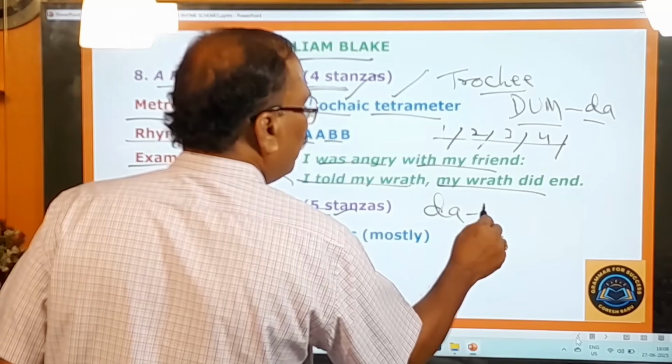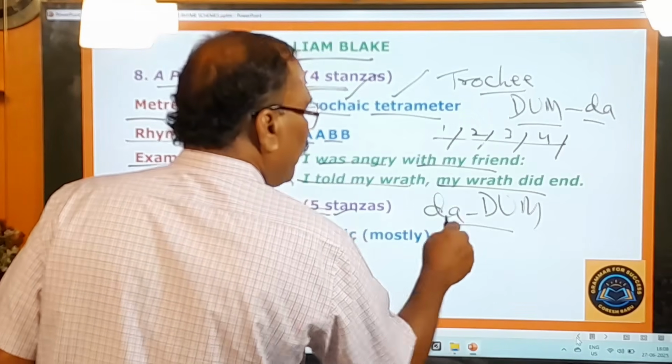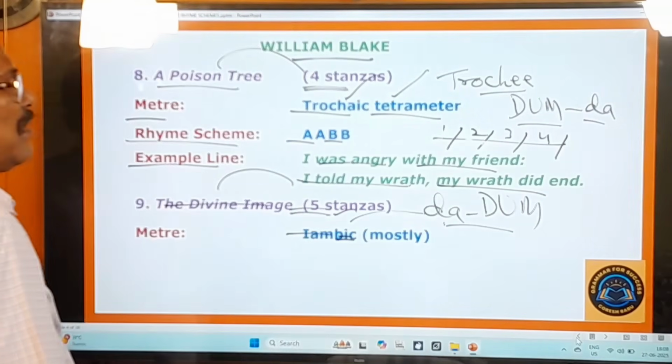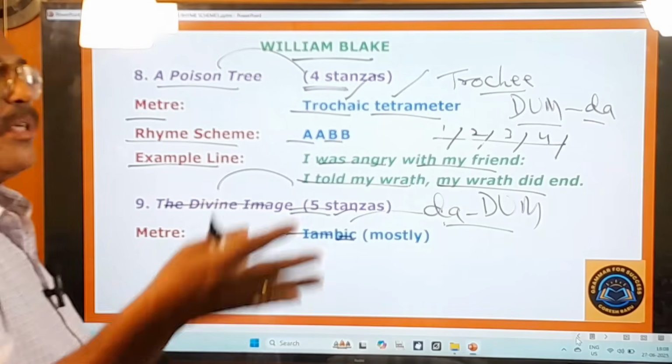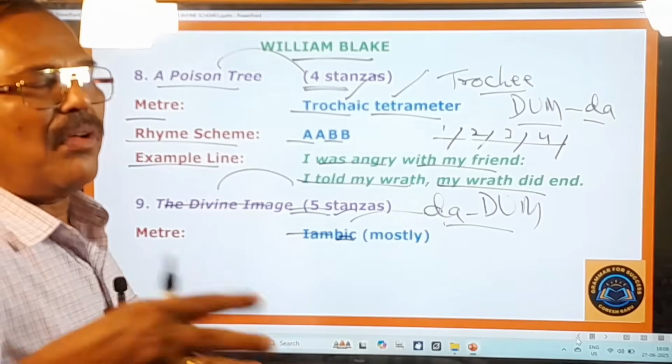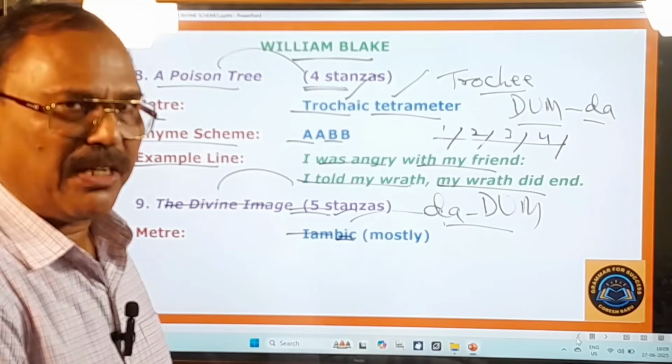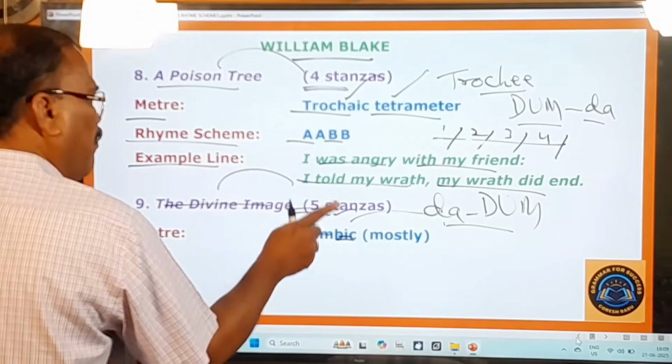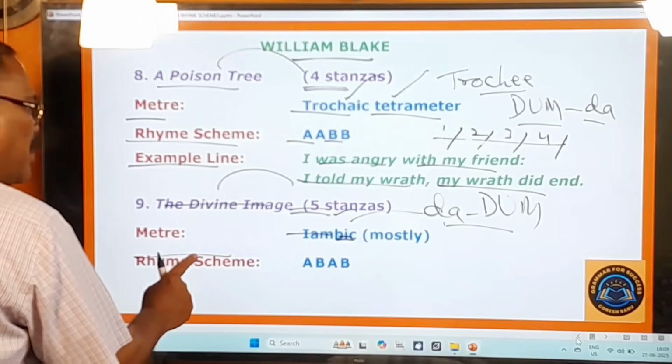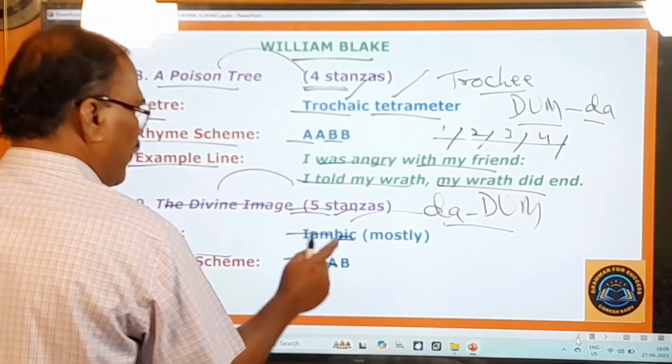What is the iambic foot? Da dum. This is the iambic foot, da dum, da dum. Maybe 2 or 3 or 4 in a line. So according to his will and pleasure, he made use of this iambic meter. And what rhyme scheme is followed in this poem? A B A B. That is the rhyme scheme.